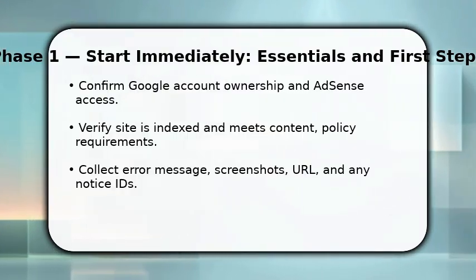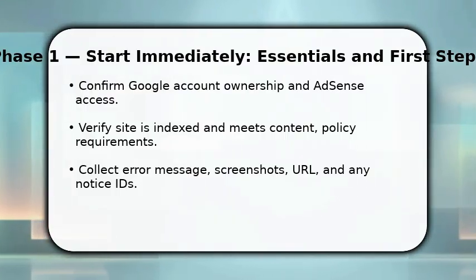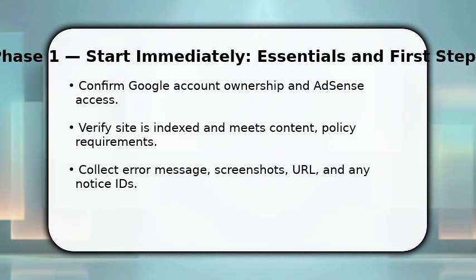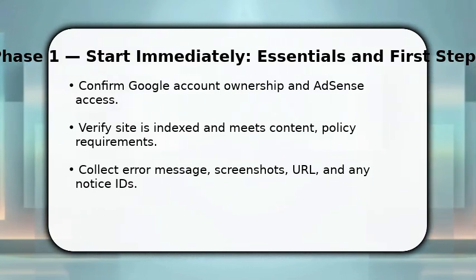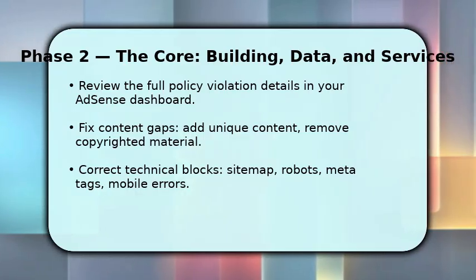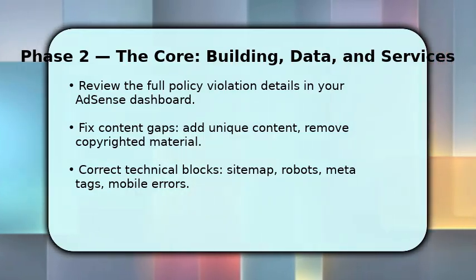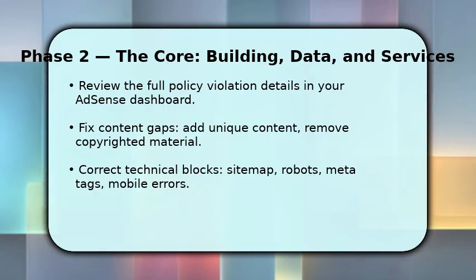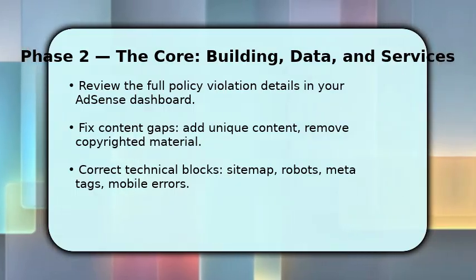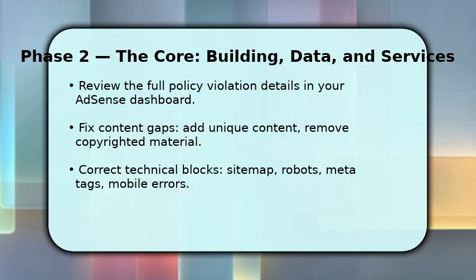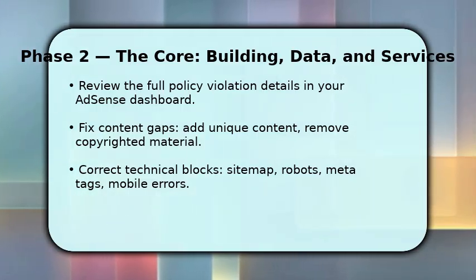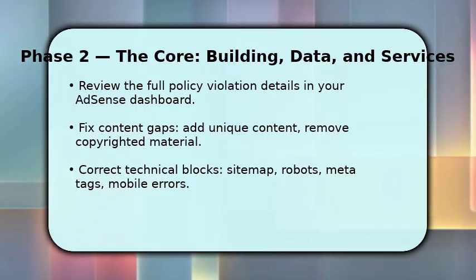Next, check basic policy violations, thin content, copyright, or ad placement, and note them so you know which fixes to apply first. Now dive into the dashboard details and reproduce the problem. Open the URL in an incognito window and run Google Search Console and mobile tests. If the error cites policy, remove or rewrite offending content, or secure licenses for media, and explain why the change complies.